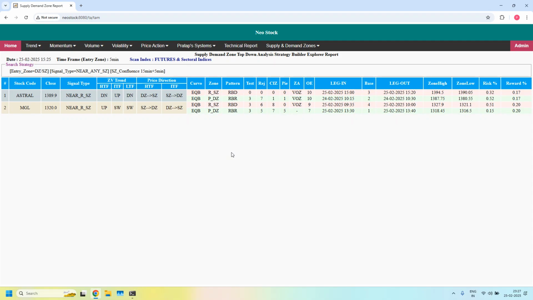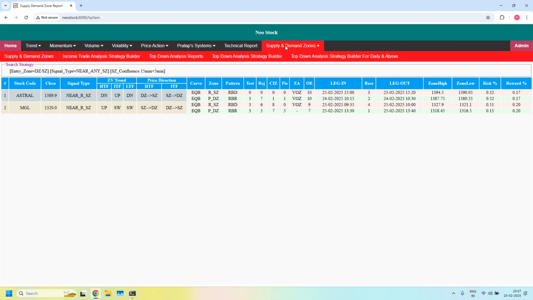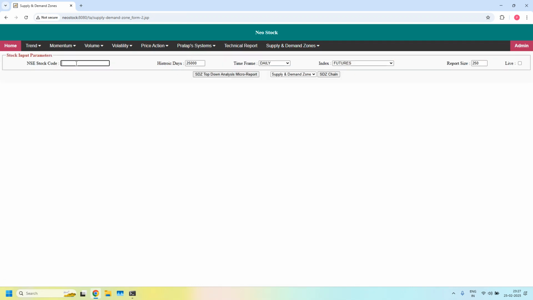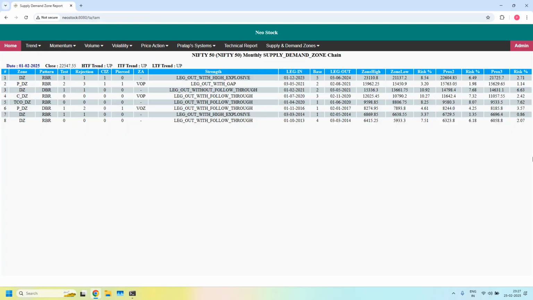So next report is about NIFTY and BANKNIFTY supply demand zone chain. Let me start with NIFTY. So Nifty 50. Generating monthly supply demand zone chain for Nifty. So this is a Nifty 50 monthly supply demand zone chain.